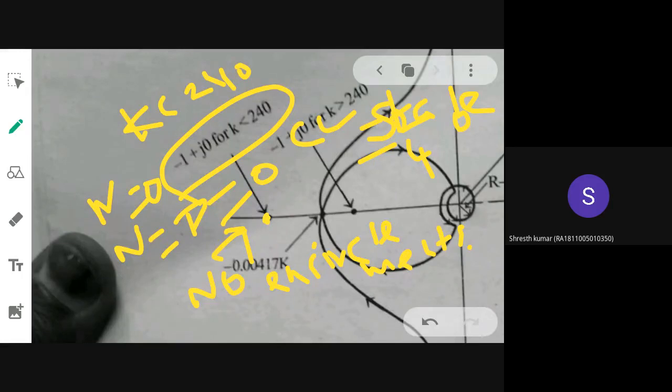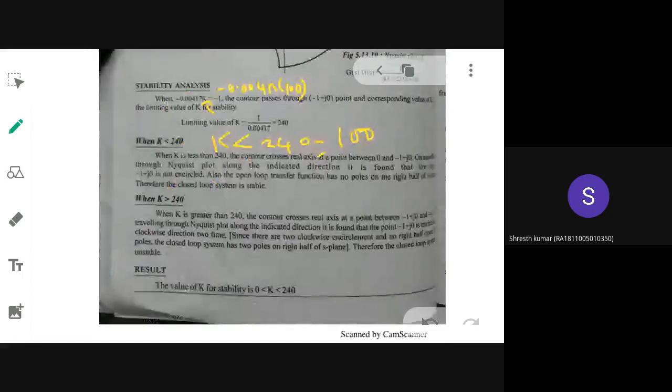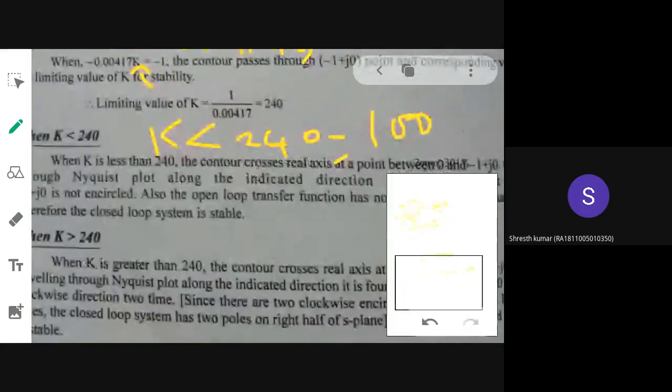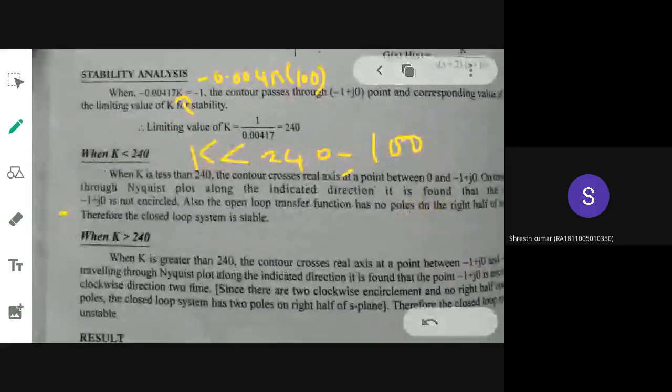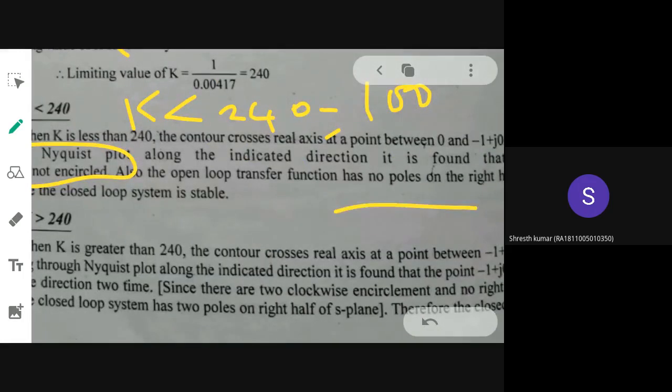Let's check what they have given in the comment. The same things that I have told you. Whenever k is less than 240, there are no encirclements. The -1 plus j0 point is not encircled, and there are no poles in the right half, so the system is stable. This is the first inference, for case number 1 where k is less than 240. The next case is k greater than 240.